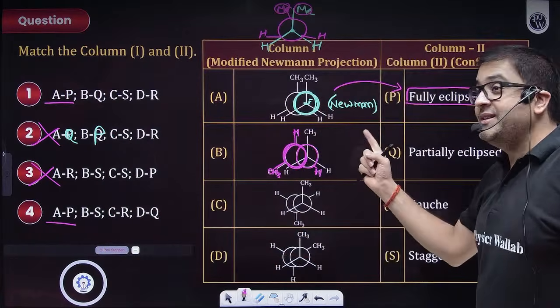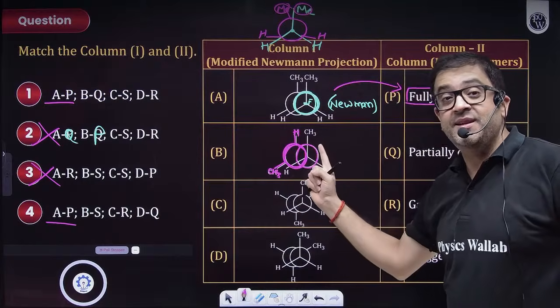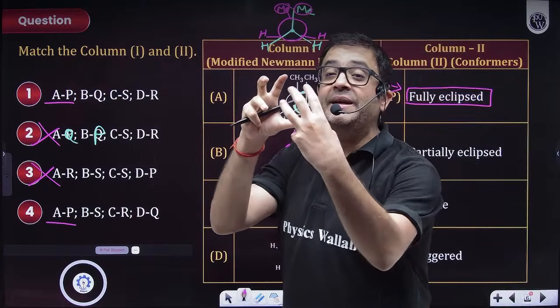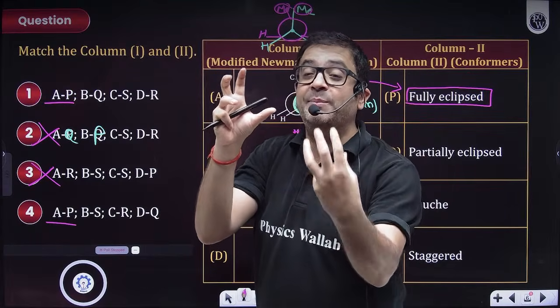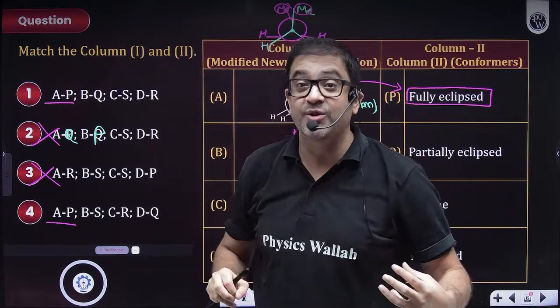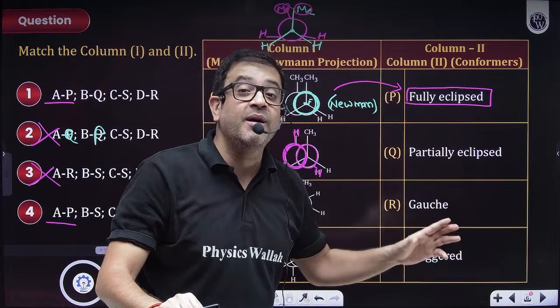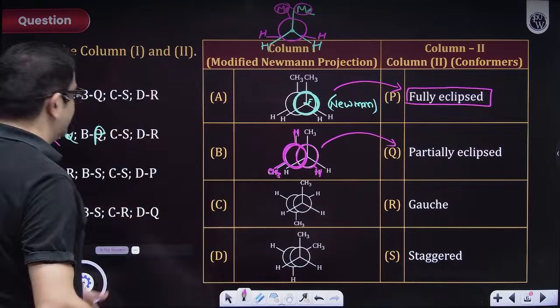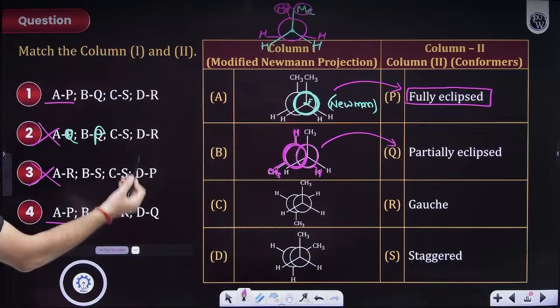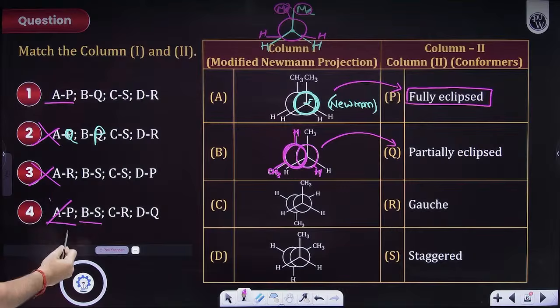Now, that means it can only be eclipsed or staggered, and that means, sir, CH3 can't completely eclipse hydrogen. I mean, CH3 can, but hydrogen can't completely eclipse CH3 because that's a bulky group. So this is also an eclipsed form, but partially eclipsed. So that means B is definitely Q. So here B is S, here B is Q.